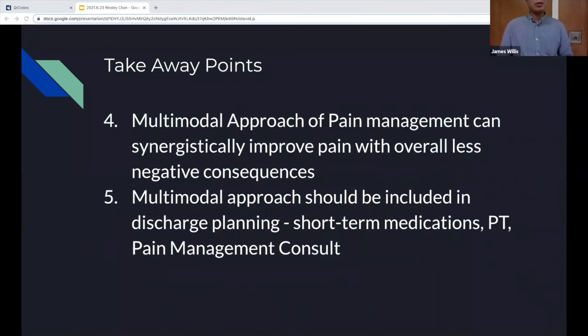A multimodal approach, which I hopefully stressed, can synergistically improve pain with fewer negative consequences. Both approaches should be included in discharge planning. Along with short-term medication when you discharge them, remember to refer them to physical therapy as well as a pain management consult.